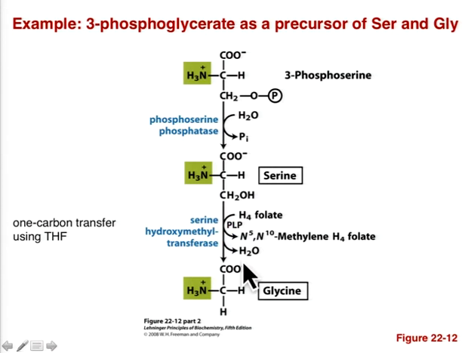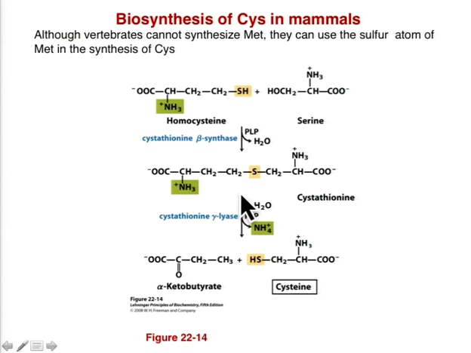The 3-phosphoserine, okay, that can feed into other molecules. So we can use the phosphatase to make serine. And we've already seen a similar reaction, but we can take the serine and use our THF cofactor to make glycine. Okay, so we can take that CH2OH group and stick it on the THF cofactor, and there we are, at glycine. Okay. All right.